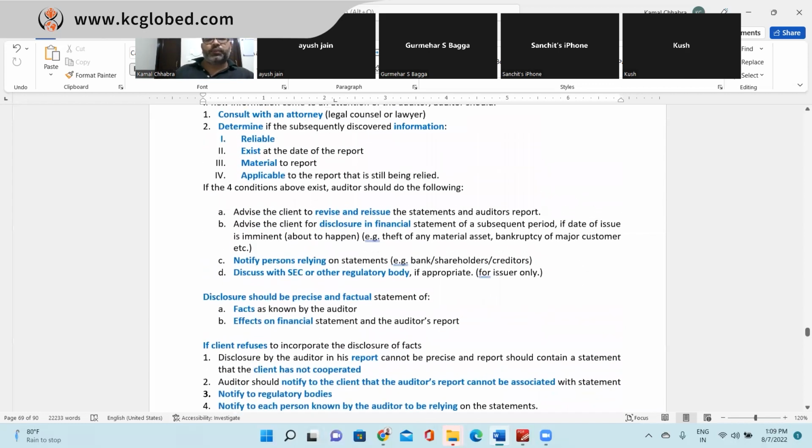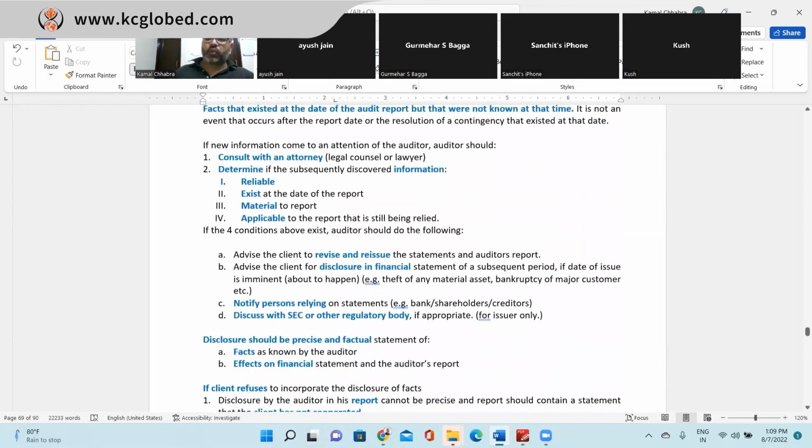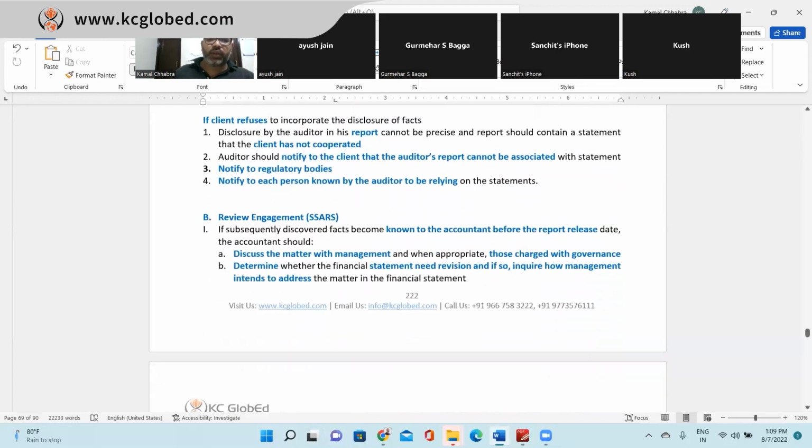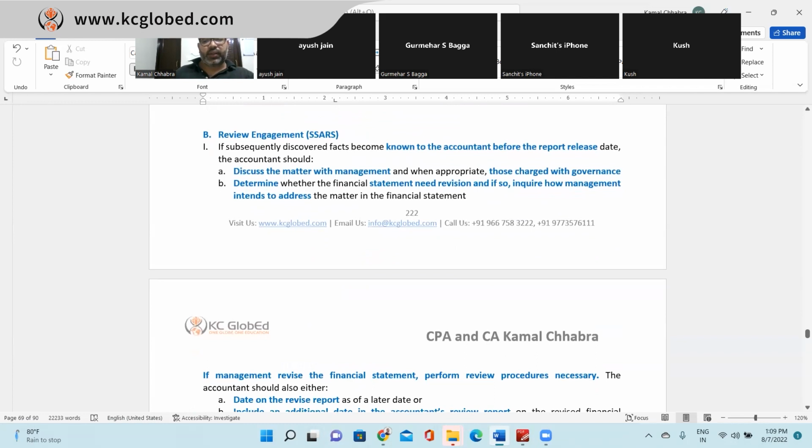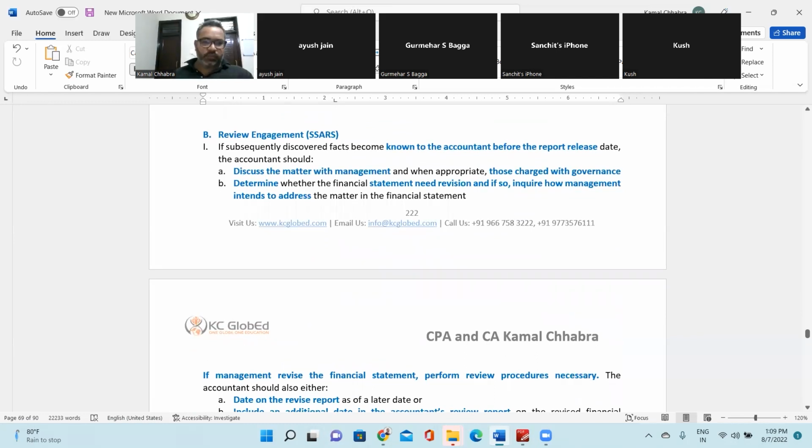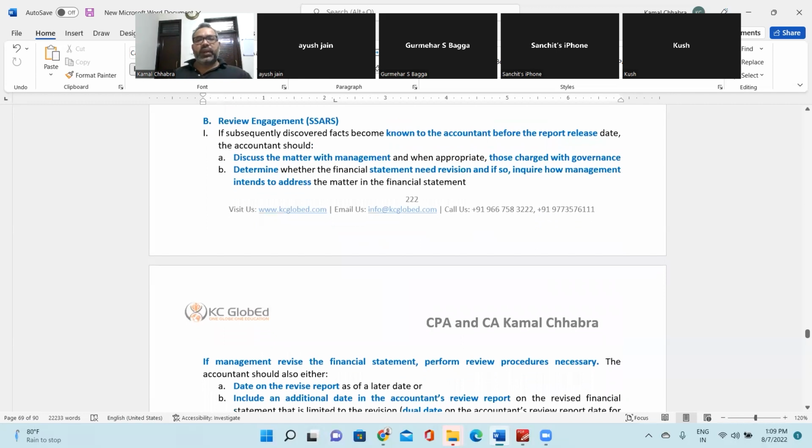So this is about audit engagement, subsequently discovered facts, how to deal with subsequently discovered facts in the audit engagement. Now coming to the review engagement. If subsequently discovered facts become known to the accountant before the report release date, the accountant should discuss the matter with the management and, when appropriate, those charged with governance, right?